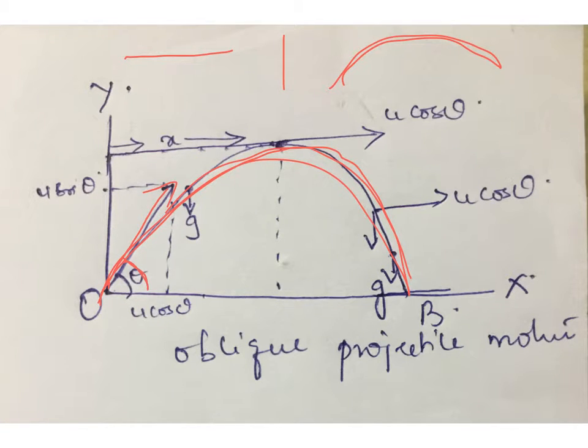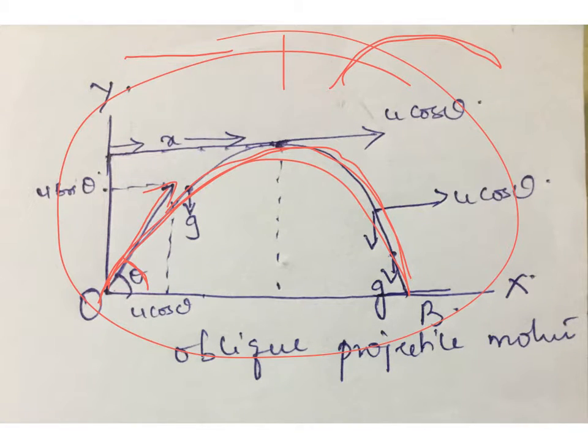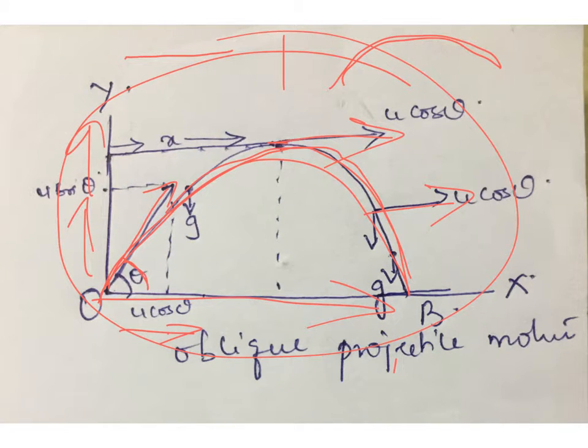Projectile motion is a two-dimensional motion, that is, the motion of the particle is constrained in a plane. Now look over here: on the x-axis component, we have u cos theta, and we have u sin theta on the y-axis. Wherever it is going in the horizontal direction, it is u cos theta. If it is going in this direction, then it is u sin theta.